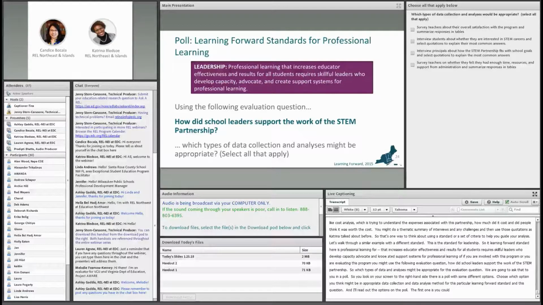The first one is you could survey teachers about their overall satisfaction with the program and summarize the responses in tables. The next one is you could interview students about whether they are interested in STEM careers and select quotations to explain their most common answers. The third one is you could interview principals about how the STEM partnership fits with school goals and select quotations to explain their most common answers. And then the last one is you could survey teachers on whether they felt they had enough time, resources, and support from administration and summarize responses in tables. And you can select more than one answer here.